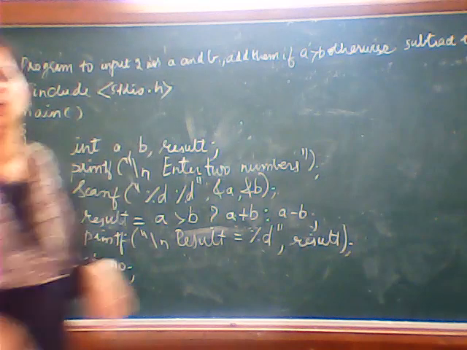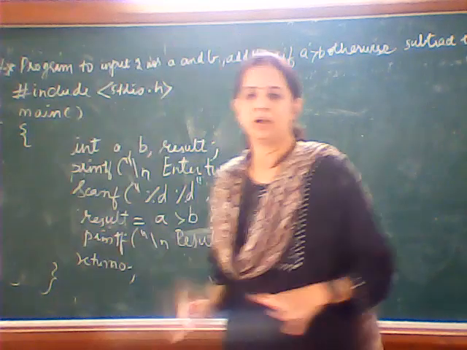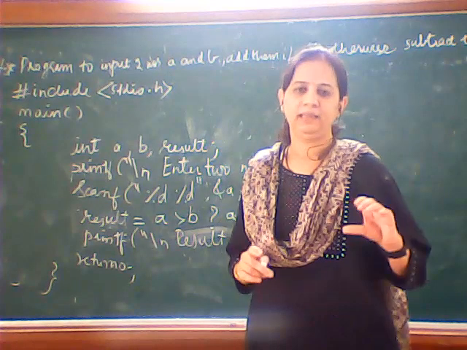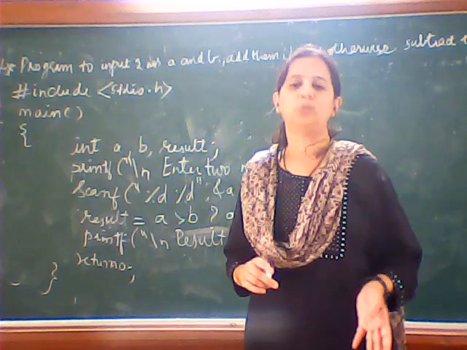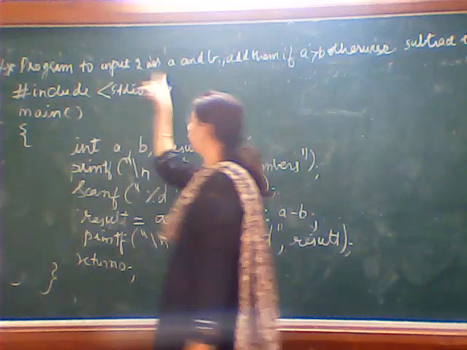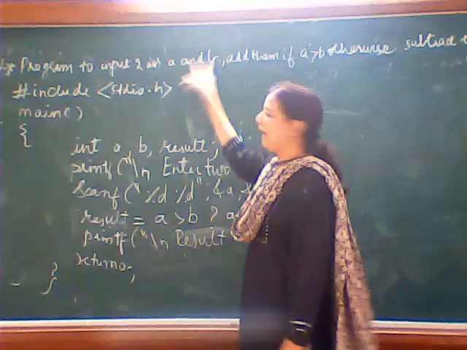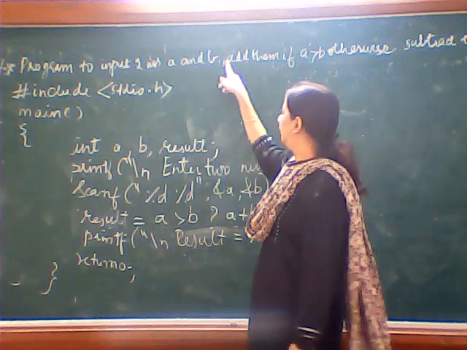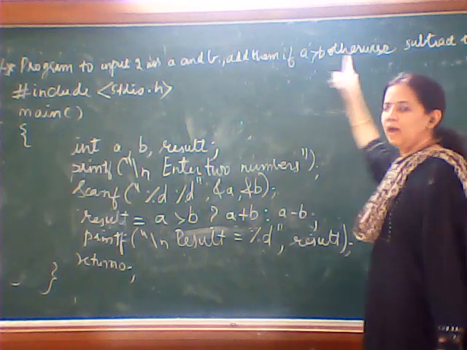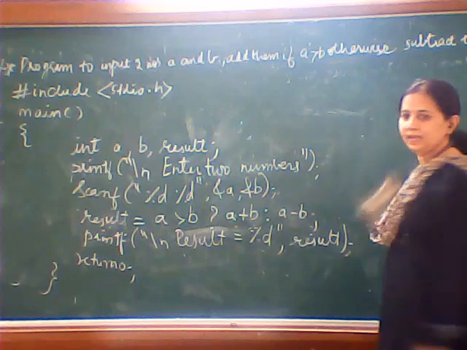Okay? Now observe how this particular program is going to work. On top we have written a comment line describing what the program will do. So this program is to input two numbers a and b, and we are going to add them if a is greater than b, otherwise we are going to subtract a and b. Okay?